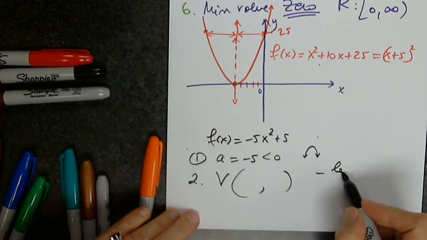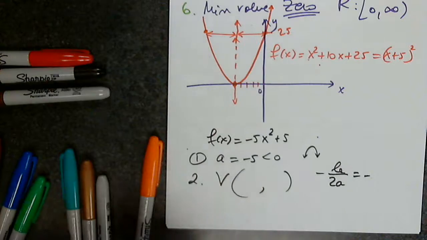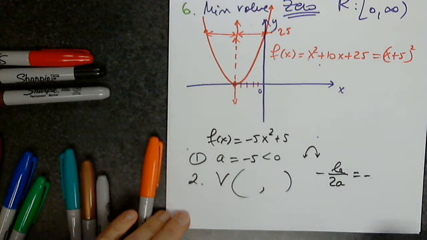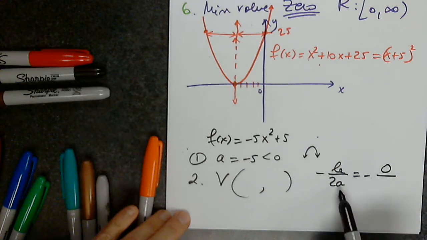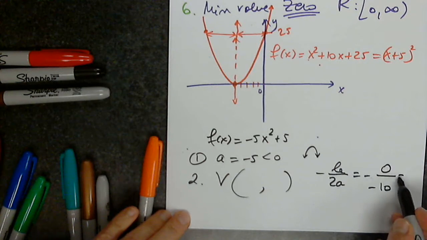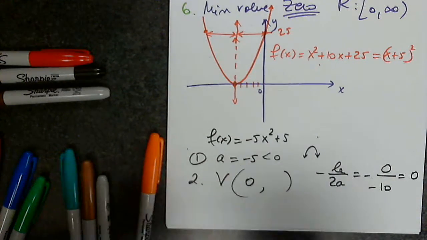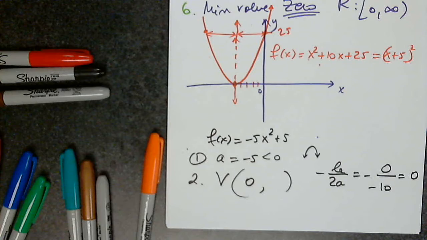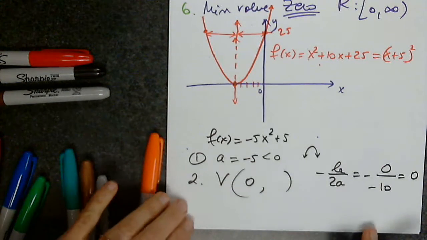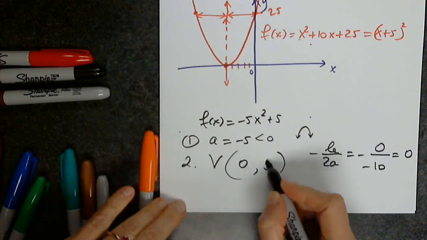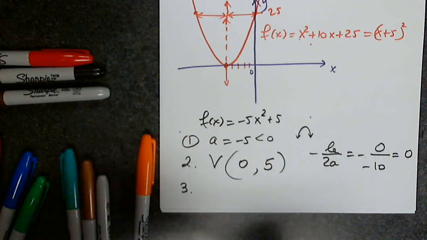Negative b over 2a. But how much is b? Careful. b is 0 divided by 2a, which is -10. So how much is this? Right. 0, comma 5. Very good. Number 3.